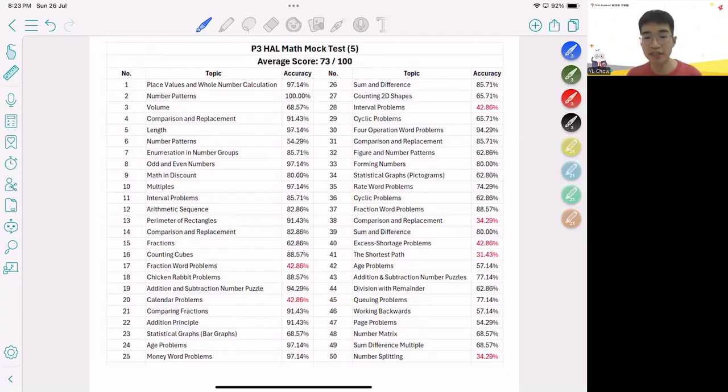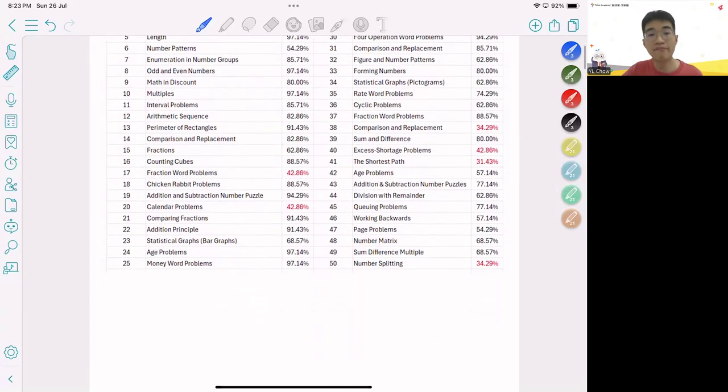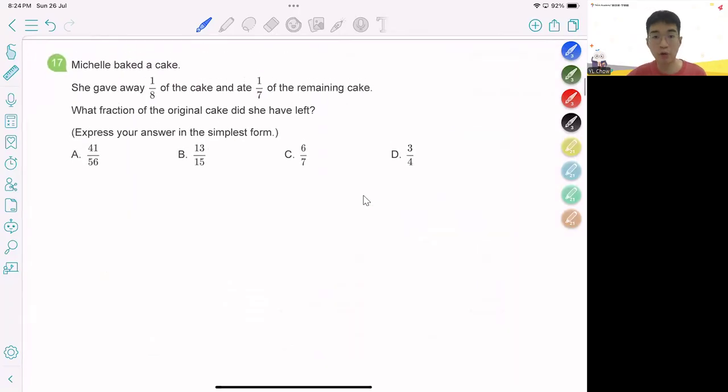All right. So without further ado, let's get started with our first of two multiple choice questions. It is question 17, a fraction word problem. Now let's read the question. Michelle baked a cake. She gave away 1 over 8 of the cake and ate 1 over 7 of the remaining cake. Now, what fraction of the original cake did she have left over? We want to express our answer in the simplest form.